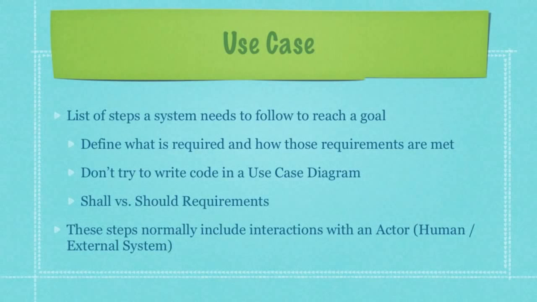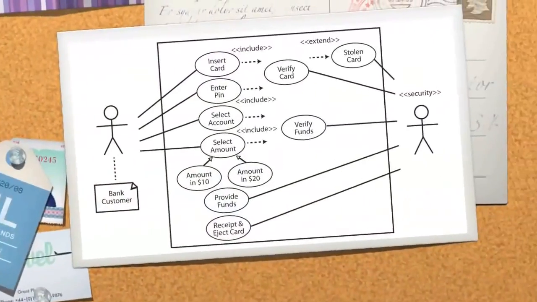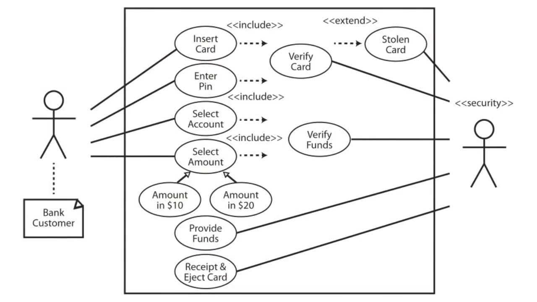Now, whenever you're creating your use case diagrams, all of the steps that you're going to be listing are normally going to include interactions with actors, and these are either going to be human or external systems, as you're going to see here in a second. And here is a very basic use case diagram.